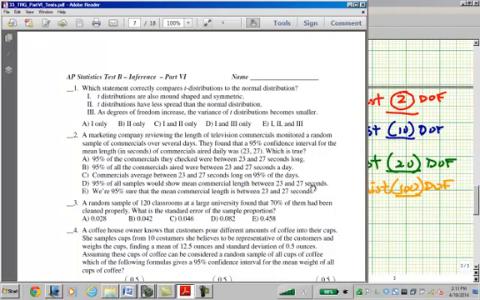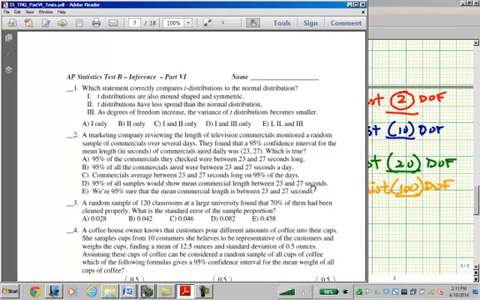A confidence interval is a statement of confidence about the population parameter, in this case the mean length of a commercial between 23 and 27 seconds. B, 95% of all, no, it's another statement about the population, 95% of all the commercials. Forget it. B is out. C, commercials average, okay, it starts out okay, just like in the previous problem, between 23 and 27 seconds long on 95% of the days. Now we're throwing in this time thing. That's not what it's about.